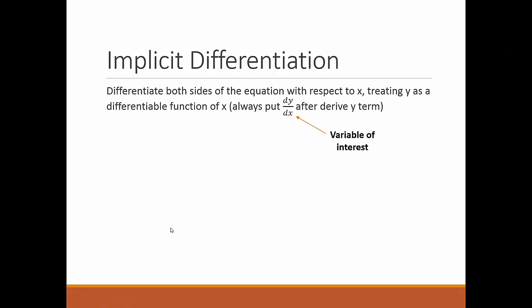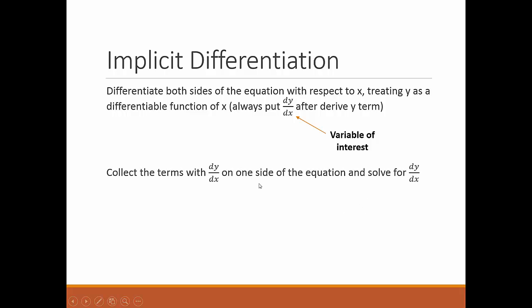So how you do these is you differentiate both sides of the equation with respect to x, treating the y as a differentiable function of x. And how you do that is you take the normal derivatives, but if the variable's an x, you just take the derivative normally, you don't do anything differently. If the variable is not x, such as y, then you always put this dy dx after the derived y term. Collect all the terms with dy dx on one side of the equation, and then you solve for dy dx.